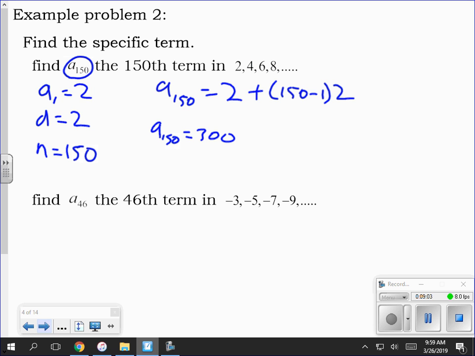Now, there are other ways to do this. With this particular one, it's really quite simple, actually. First term's 2, second term's 4, third term's 6, so it's 2 times whatever term number it is, right? 2 times 150 is 300, but that's because this sequence is easy to figure out. Next one's not so much.